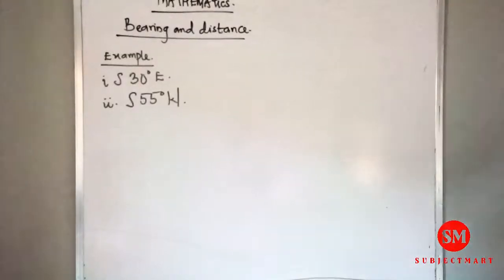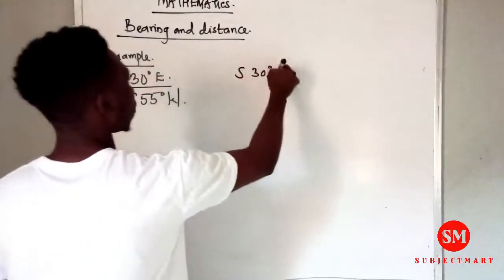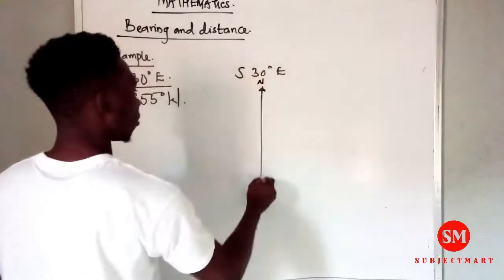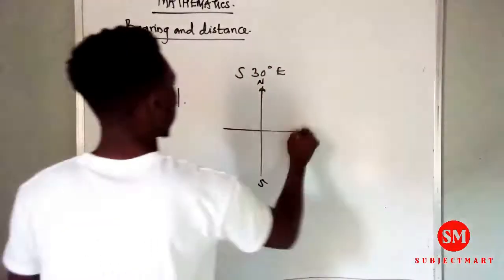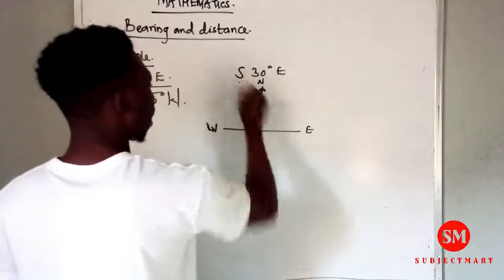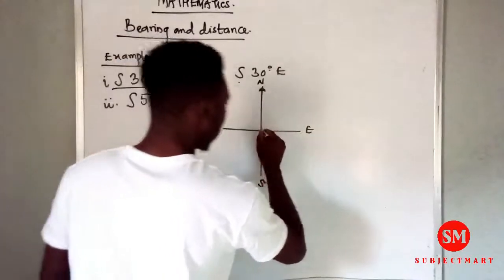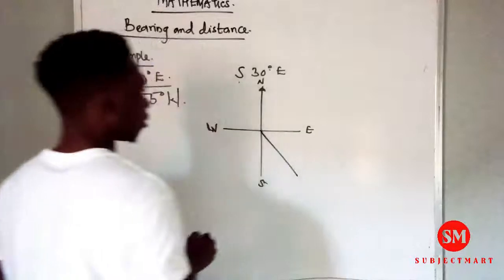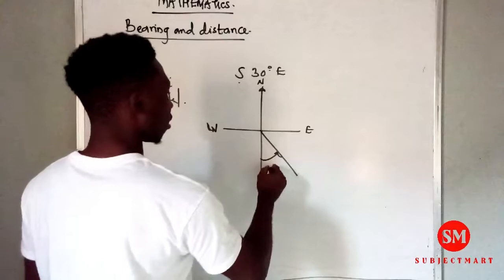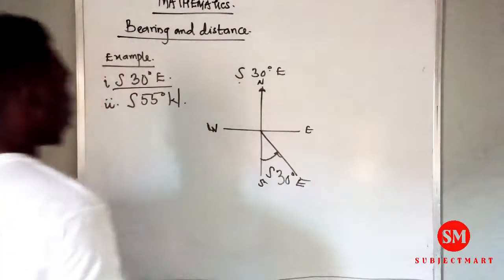Okay. Now look at this. South 30 degrees east. Now this is my pole. This is my north pole. This is my south pole. This is my east. This is my west. So they said south 30 degrees east. So towards the east, let's say this. From here you locate it to here, and this is it. South 30 degrees east.